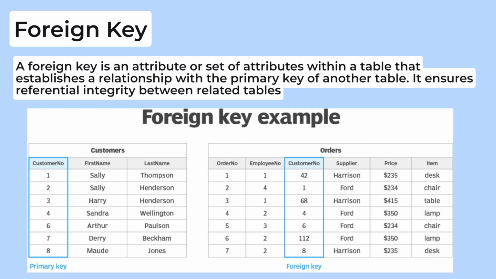Finally, let's explore foreign keys and self-referential keys. A foreign key is an attribute or set of attributes within a table that establishes a relationship with the primary key of another table. It ensures referential integrity between related tables.